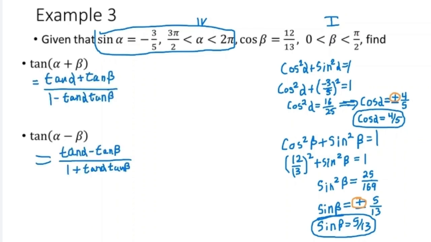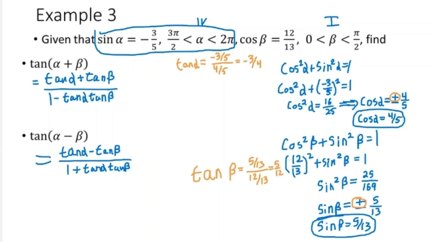And notice that the sum and difference formulas for tangent require tangent of alpha and tangent of beta. So far, we only know sine of alpha, cosine of alpha, sine of beta, and cosine of beta. But thanks to the quotient identities, we can easily figure out tangent of alpha and tangent of beta. Tangent of alpha from our quotient identities will be sine alpha, which is negative 3/5, over cosine alpha, which is 4/5, which is equal to negative 3/4. Tangent beta is sine beta, which is 5/13, divided by cosine beta, which is 12/13, which is 5/12.